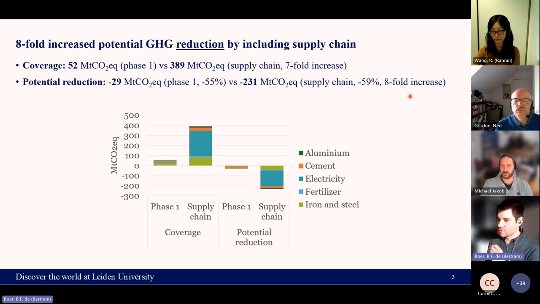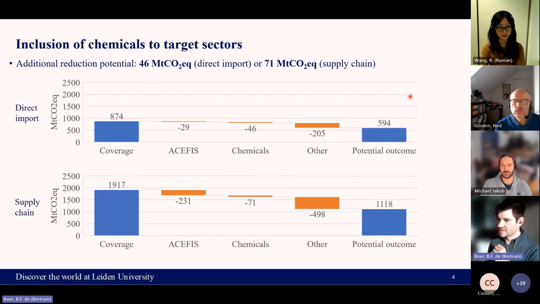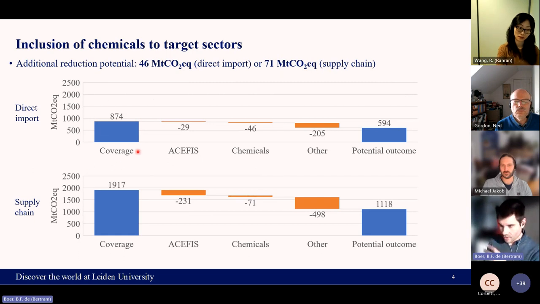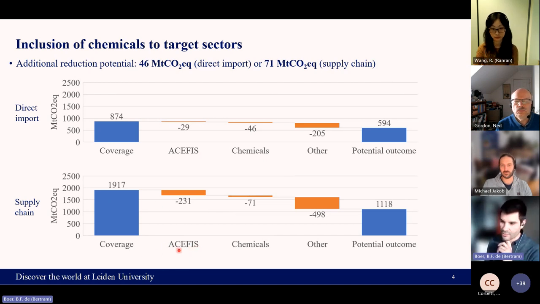And so what we did was we essentially repeated this exercise, but then for all sectors in the economy, and then identified what sector would show the highest potential reduction. And so that's what we found here. So this is the greenhouse gas coverage that we see now. This would be the potential reduction for CBAM right now. And so ASIFIS, that's the acronym we came up with for the sectors under study. So that would be aluminum, cement, electricity, fertilizer, iron and steel.